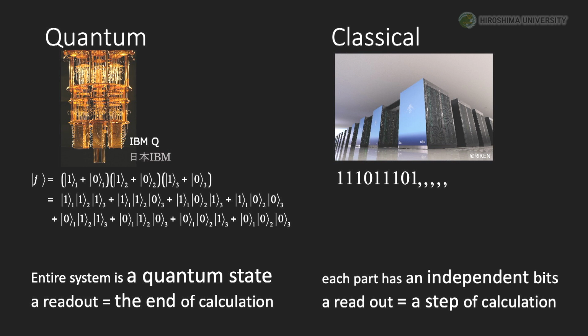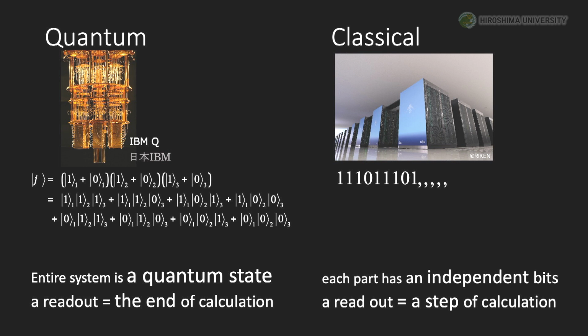That means during the calculation, there's no way that the state is 1 or 0. Only after the observation, we see that the result is 111 or 000. Then that one observation means the end of the calculation. Once we observe the state inside the computer, that's the end. We cannot continue the calculation after that.